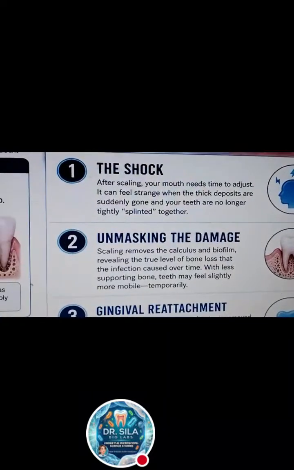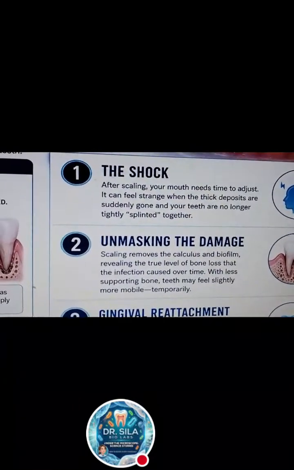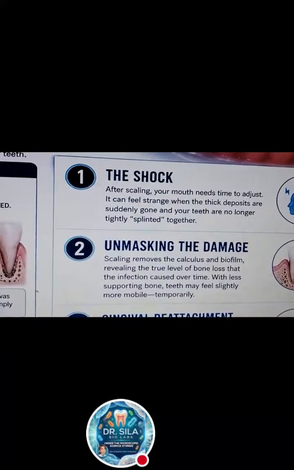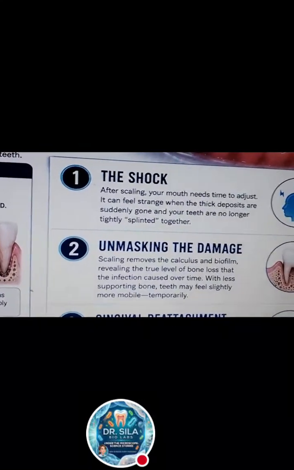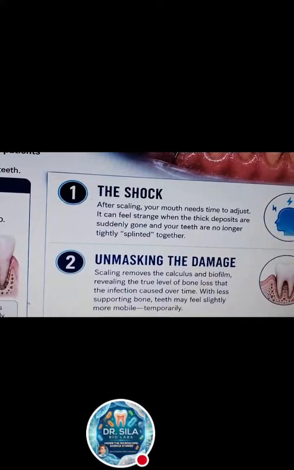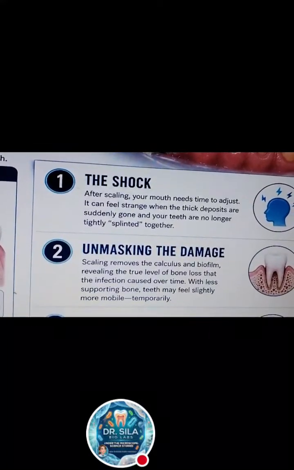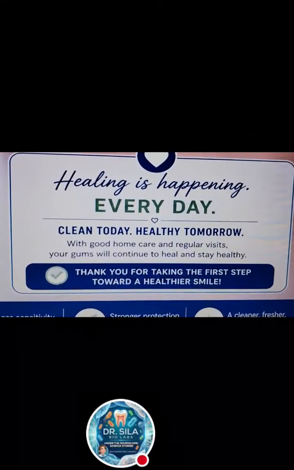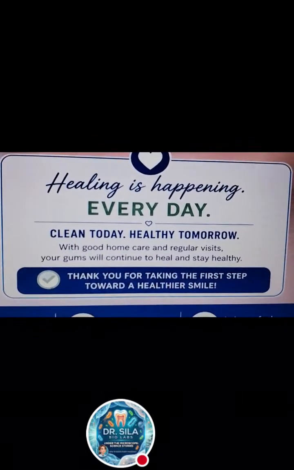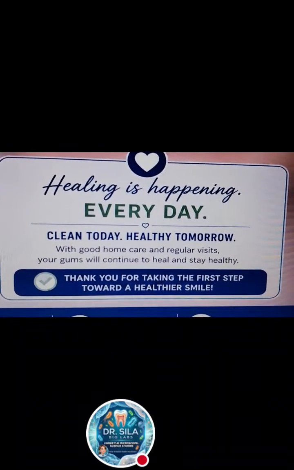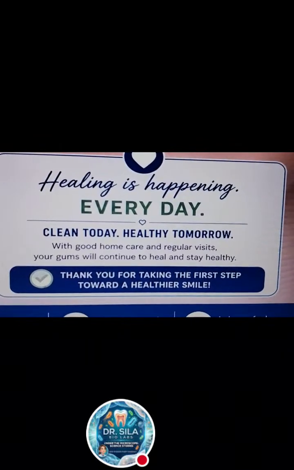With good home care and regular maintenance, your gum line stabilizes and comfort returns. Clean today, heal tomorrow. Stronger foundation for your life. So healing is happening every day. Clean today, healthy tomorrow. With good home care and regular visits, your gums will continue to heal and stay healthy.